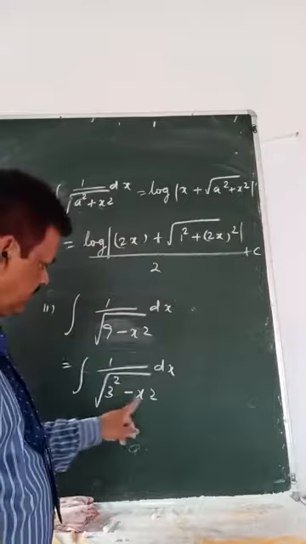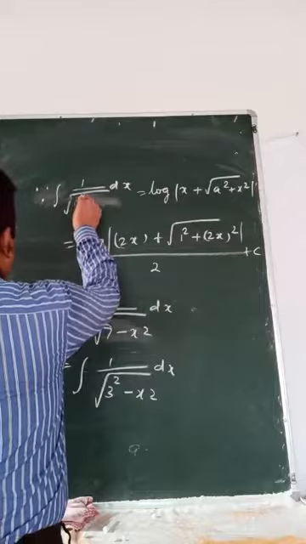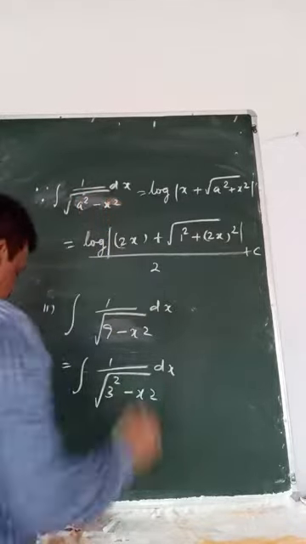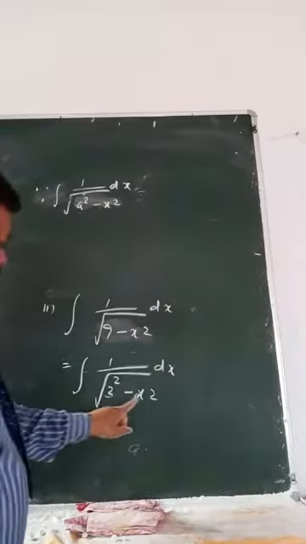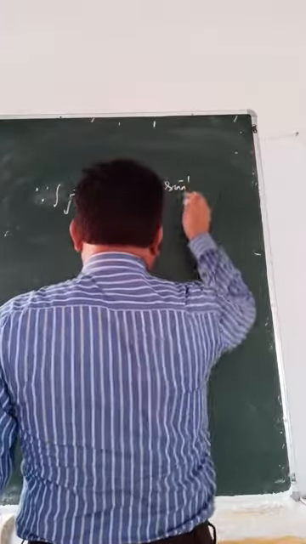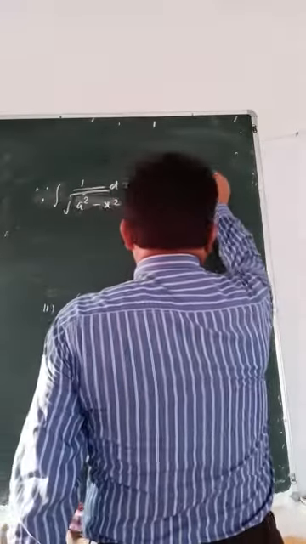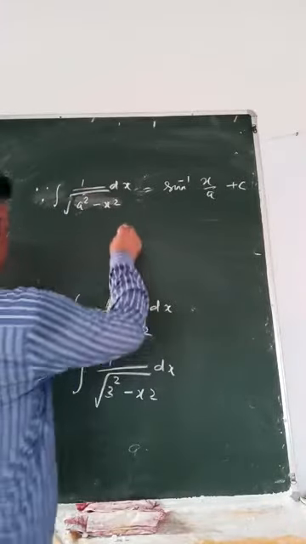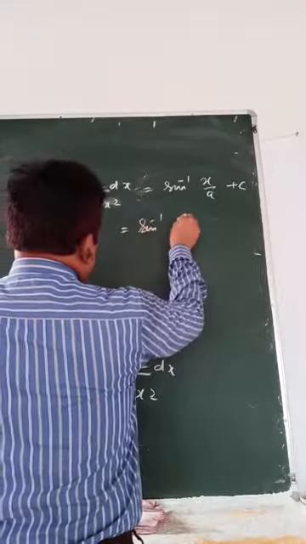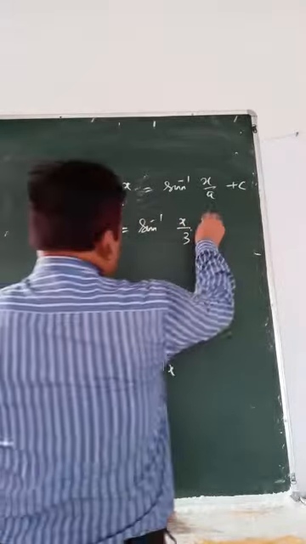Now which formula is here? The formula is: the integral of 1 by root of a square minus x square equals sin inverse x by a. So this will be sin inverse x by 3, because this is similar to this, plus a constant.